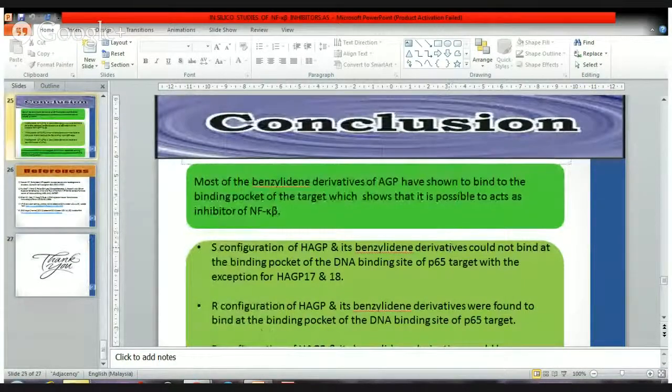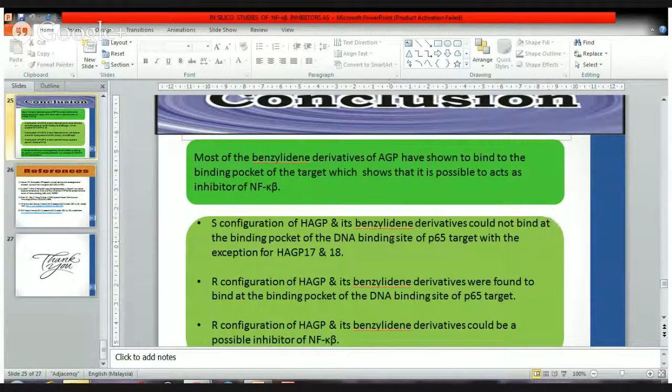So to conclude, most of the benzylidine derivatives of AGP have shown to bind to the binding pocket of the DNA binding site of P65, which shows that it is possible for these molecules to act as an inhibitor of NF-kappa B. While for the HAGP and its benzylidine derivatives, we see that the S configuration of the HAGP and its benzylidine derivative could not bind at the binding pocket of the DNA binding site of P65 target, with exception of HAGP 17 and 18.